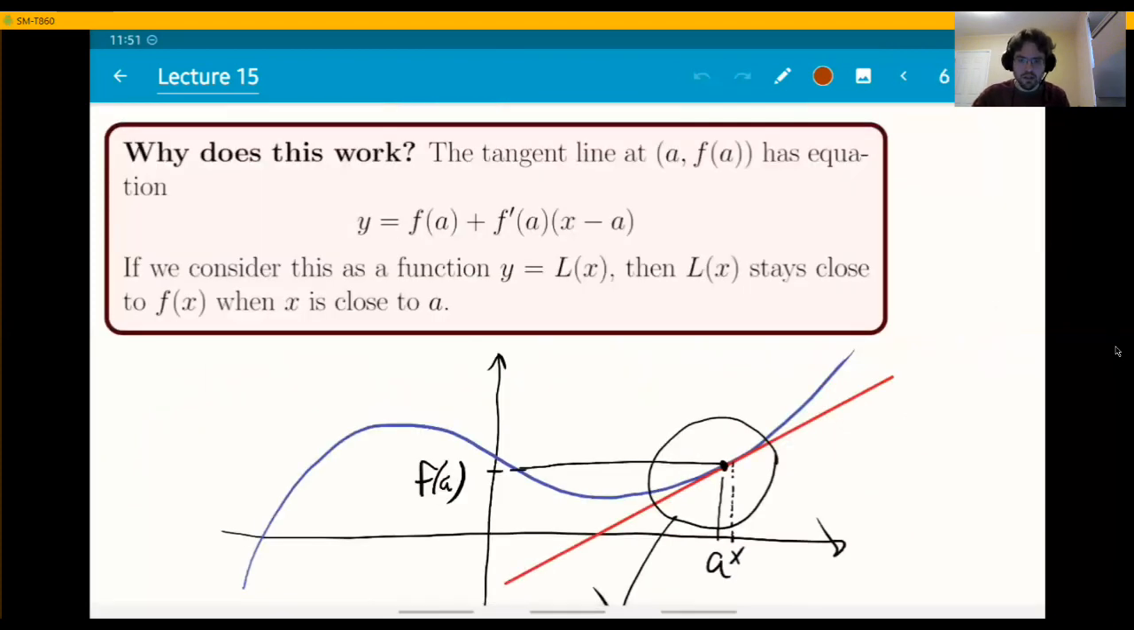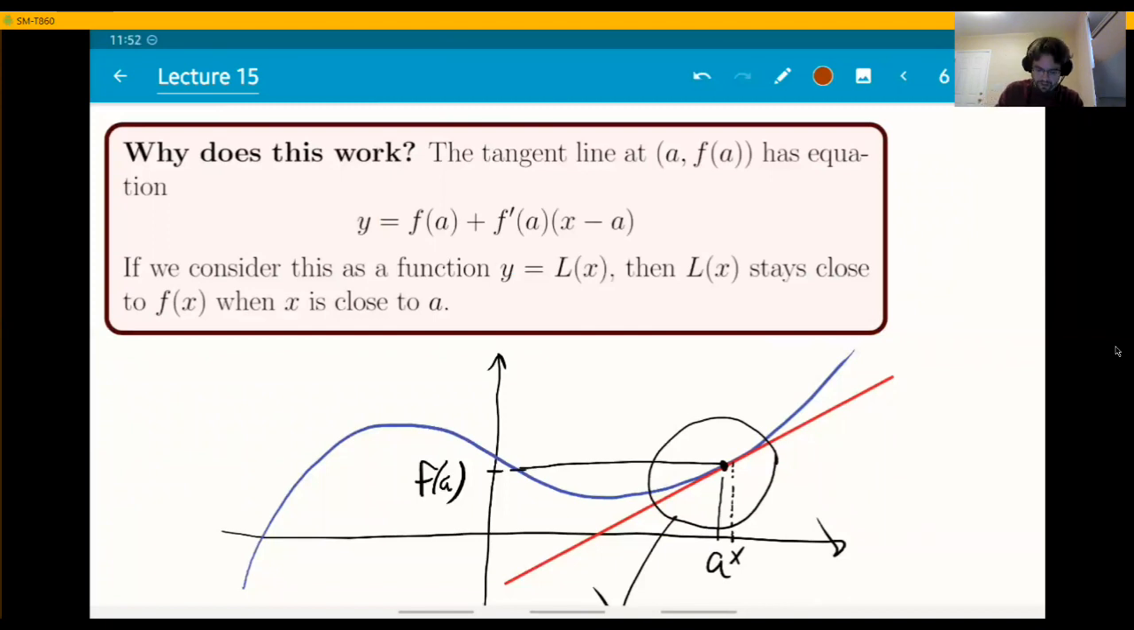So why does this work? Let's talk a little about that. If you haven't realized yet, the connection is with the tangent line. The tangent line to the graph at the specific point with x coordinate equals a, we already discussed this topic, right? The equation of the tangent line is this one. Y equals this particular expression for x. That is the same thing that we just defined as L of x. So the idea is that if you think of this as a function, instead of y, you write L of x, then the graph of that is going to be a line, the tangent line, and the tangent line stays close to the original function when x is close to a.